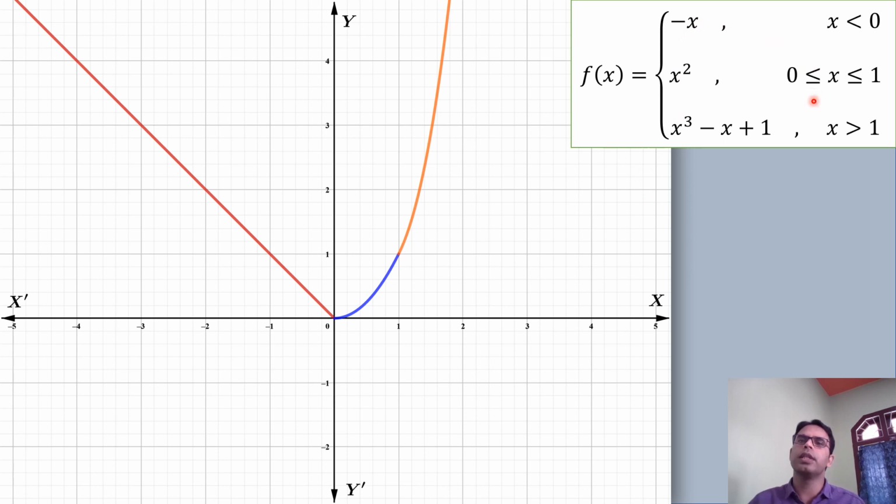You may also check the continuity of this function. It is continuous because you see from the graph here no gap is there, here no gap is there, so it is a continuous graph. You may check that one also. Okay, so this completes the solution of the problem.